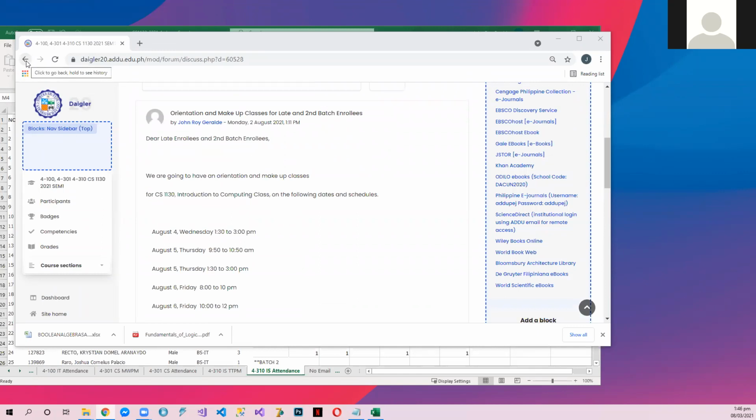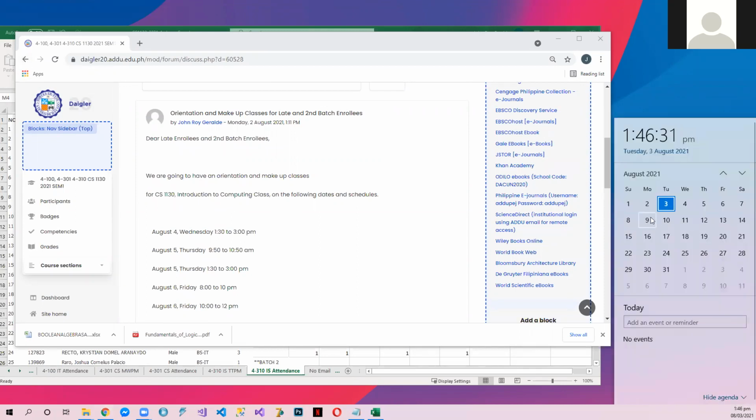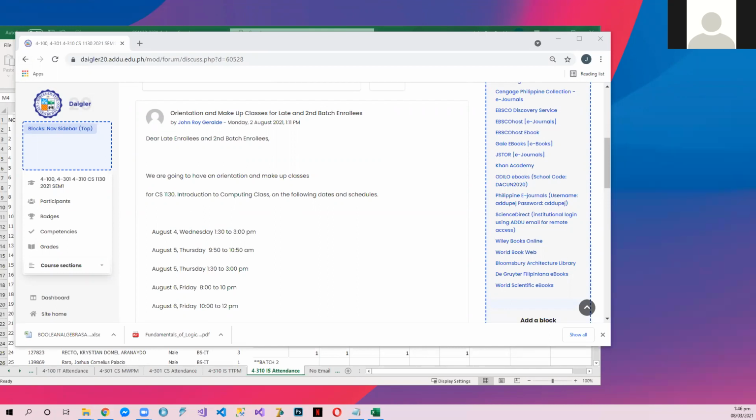I have also extended the assignment to August 9. So the assignment is due on August 9, and then we will discuss the assignment on August 10. Any questions so far? If you're late in coming to this session, you can just chat me so I can adjust my attendance.